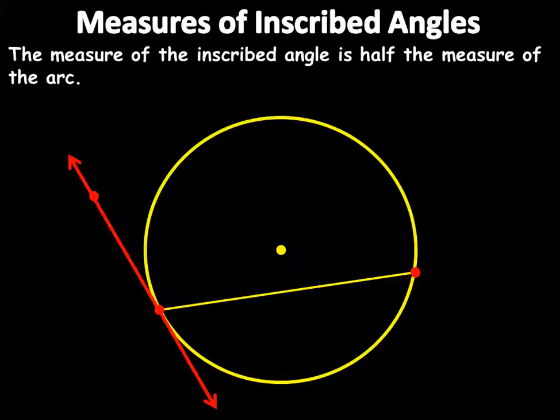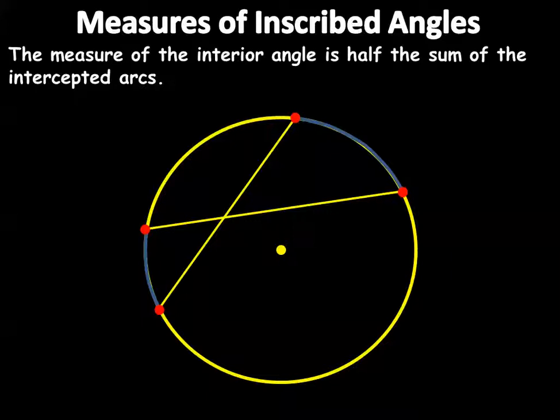The measure of the inscribed angle is half the measure of the arc. So there's the inscribed angle, x divided by 2, and then the arc is x, and you can see I've highlighted the arc in green.